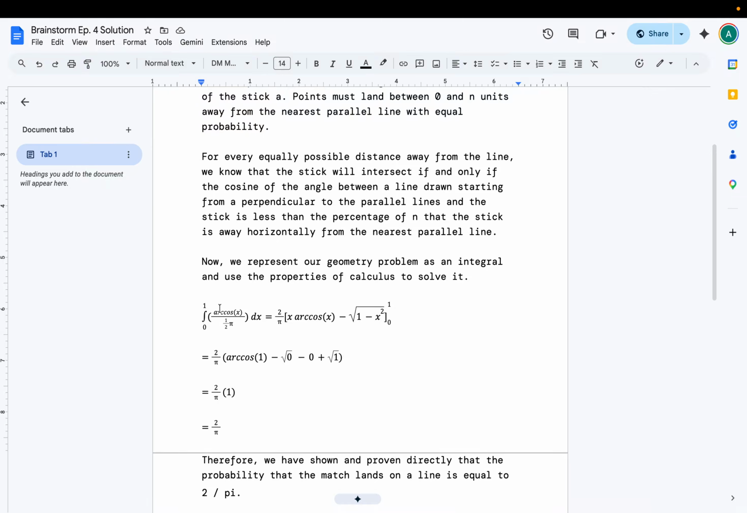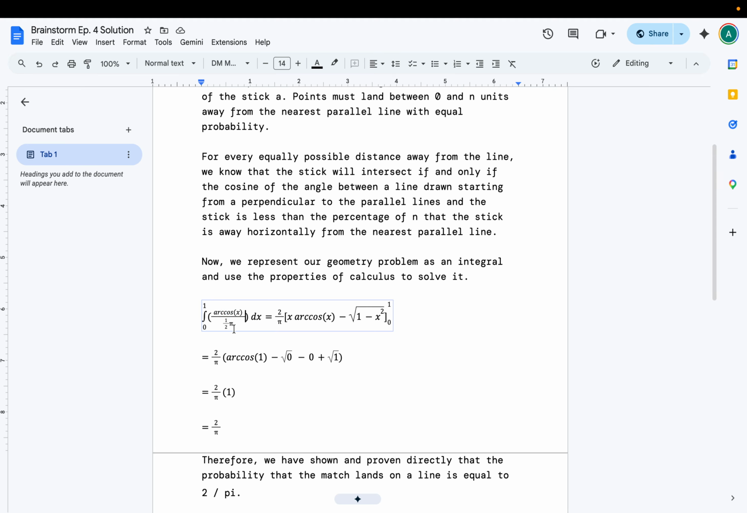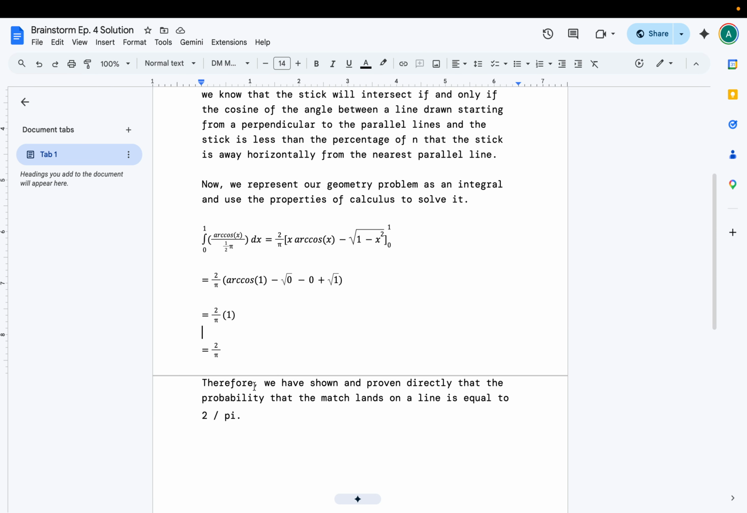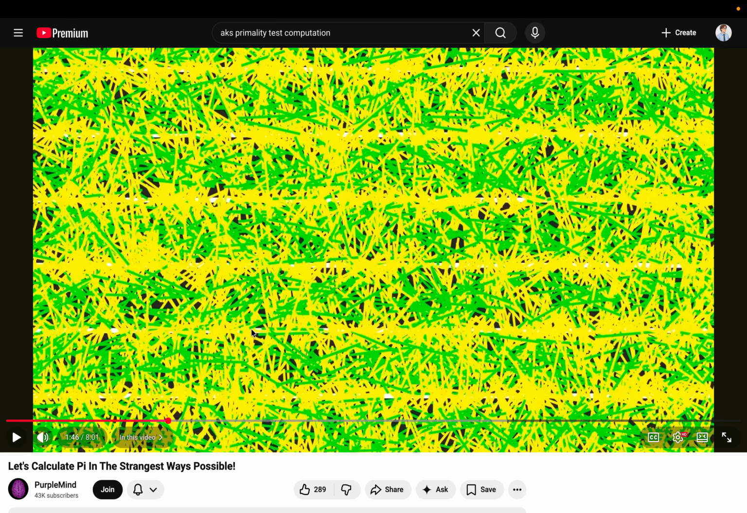So now we represent it with this integral. You can see arc cosine x is the possible angles in which we successfully intersect the line, divided by all possible ways our stick can point, which is 1/2 pi. The integral of arc cosine is known, so we solve for it here, integrate from 0 to 1, and after some simplifying, we find our answer is 2/pi. Therefore, we have shown and proven directly that the probability that the match lands on a line is equal to 2 divided by pi. And that is the proof for the Purple Minds video.